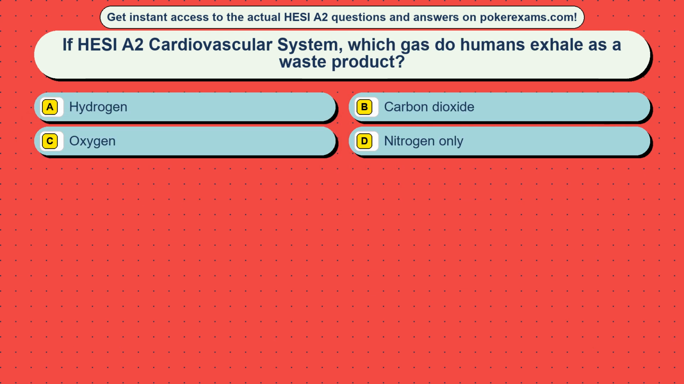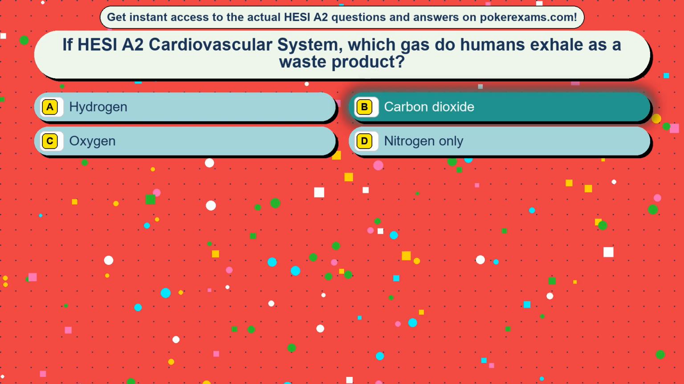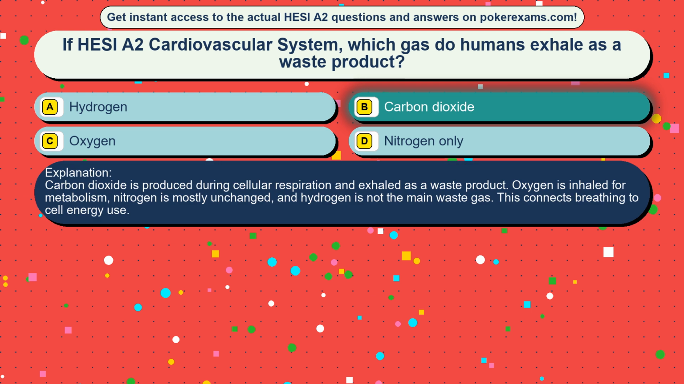Question 40. If HESI A2 cardiovascular system, which gas do humans exhale as a waste product? Option A, hydrogen, option B, carbon dioxide, option C, oxygen, option D, nitrogen only. The correct answer is option B, carbon dioxide. Carbon dioxide is produced during cellular respiration and exhaled as a waste product. Oxygen is inhaled for metabolism, nitrogen is mostly unchanged, and hydrogen is not the main waste gas. This connects breathing to cell energy use.